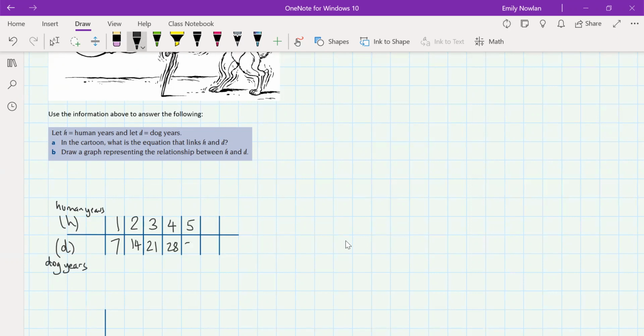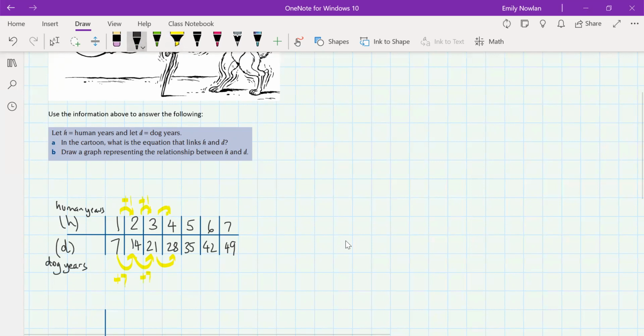5 human years would be 35. 6 human years, 6 sevens are 42. And you can go 7 human years, 7 sevens are 49. Now, what's happening here? We've looked at this sort of thing before. Every time we're going up 1 here, that's always going up 1 every time. What's happening down here? That's going up 7. It's always going up 7.